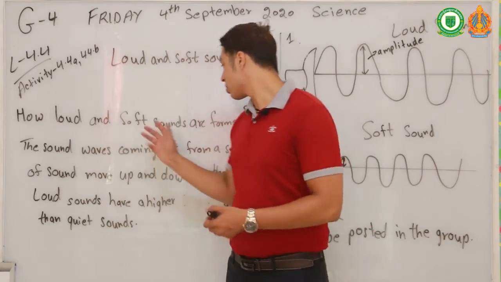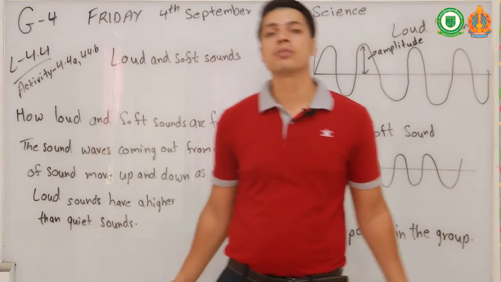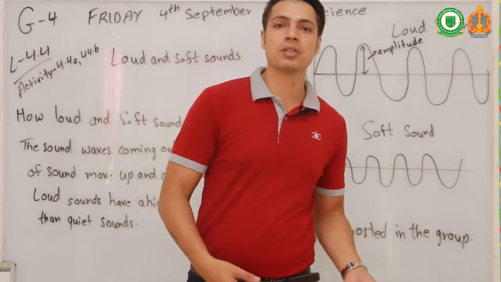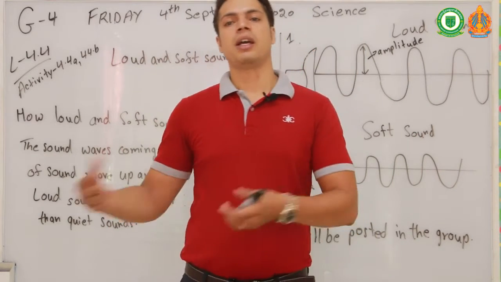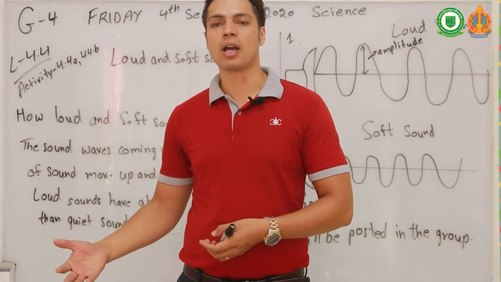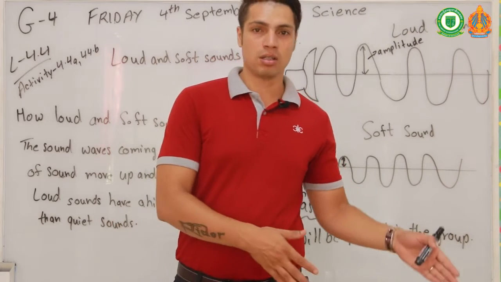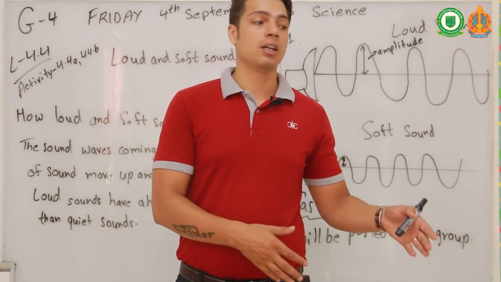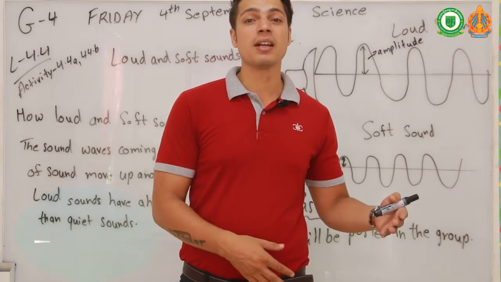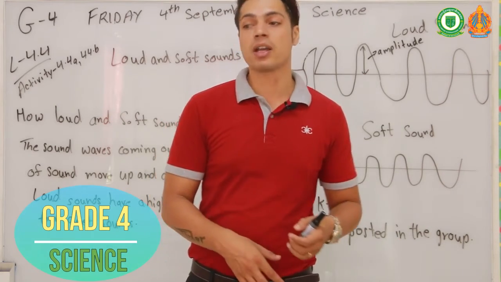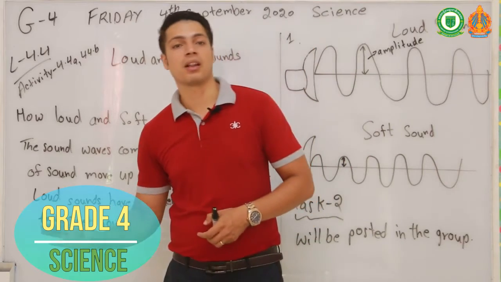But how are loud and soft sounds formed? Because of their amplitude, because loud sounds have high amplitude and soft sounds have low amplitude. So that's why loud sounds can travel very far, and they can spread a lot. But soft sound cannot spread a lot.